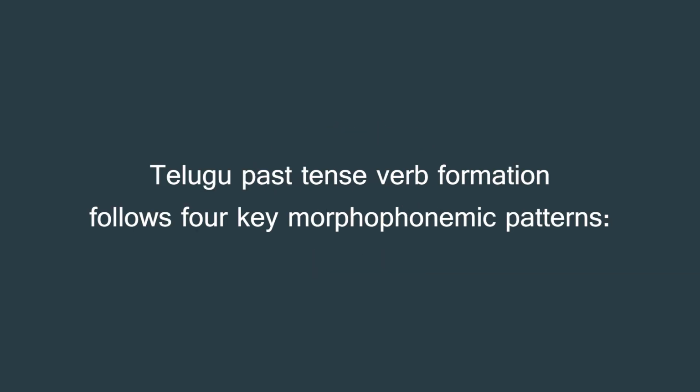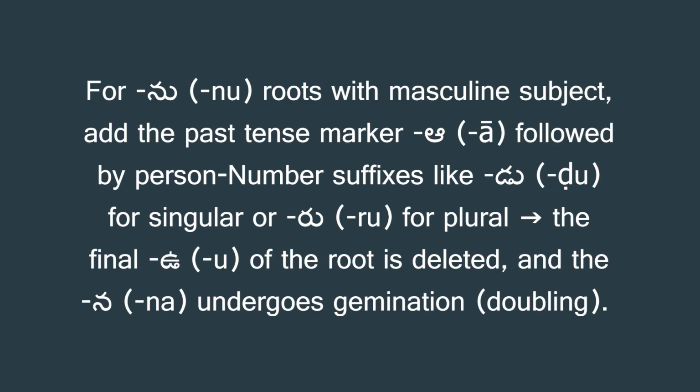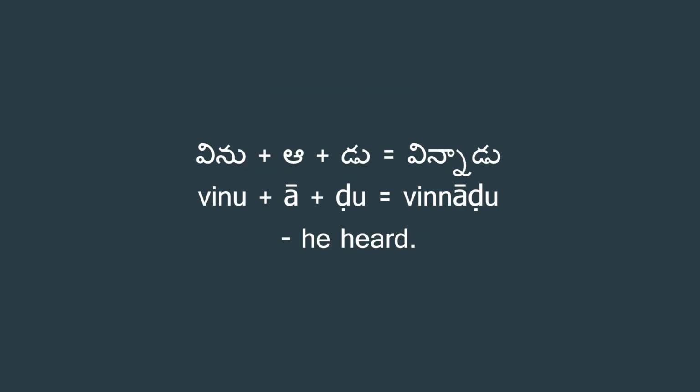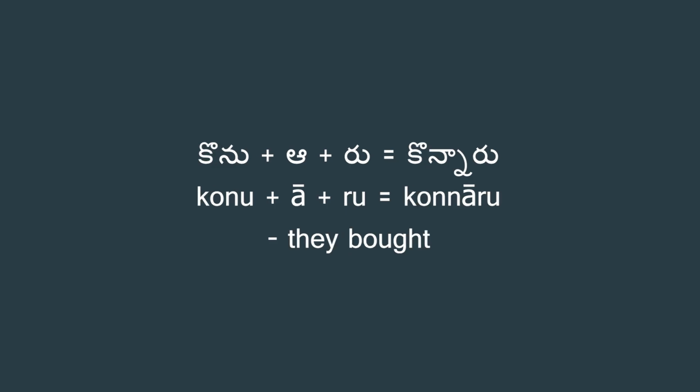Telugu past tense verb formation follows 4 key morphophonemic patterns. For new roots with masculine subject, add the past tense marker a followed by person, number suffixes like du, for singular, or ru, for plural. The final u of the root is deleted, and the n undergoes gemination, which means doubling. For example, vinu plus a plus du, vinnadu. He heard. Tinu plus a plus du, tinnadu. He ate. Konu plus a plus ru, konnaru. They bought.